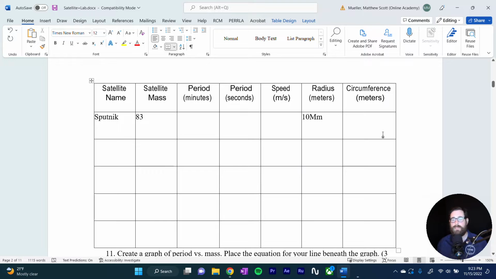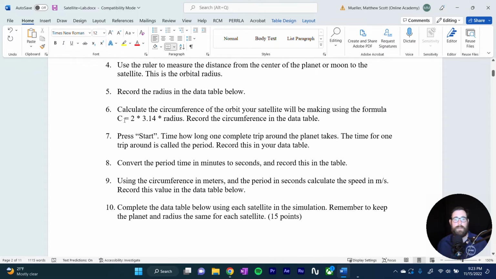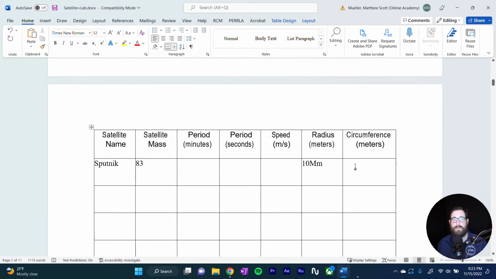And then we can calculate the circumference. That's something we can calculate by using the equation right above there. So 2 times 3.14 times the radius. 2 times 3.14 is about 6.28. So this should end up being 62.8 million meters. I'm doing some quick mental math there, so we'll have to double check that a little bit later to make sure that number's correct. All right, but what we need to do then is measure the values here.